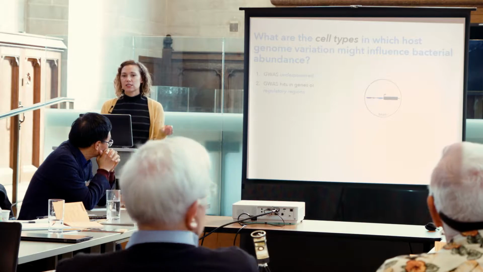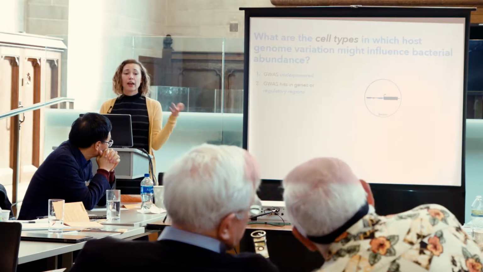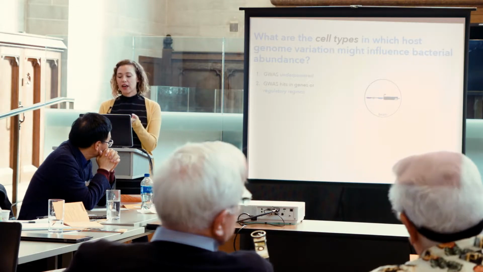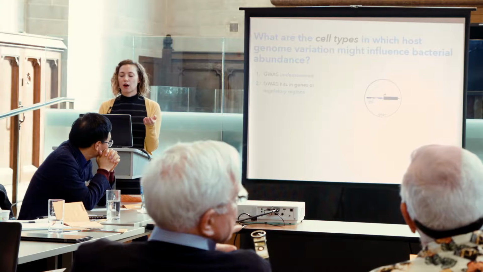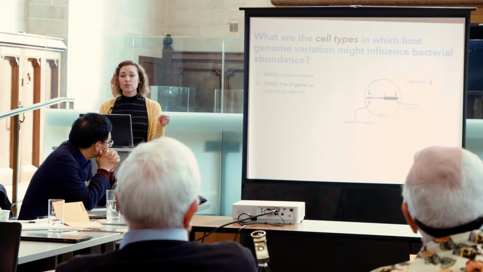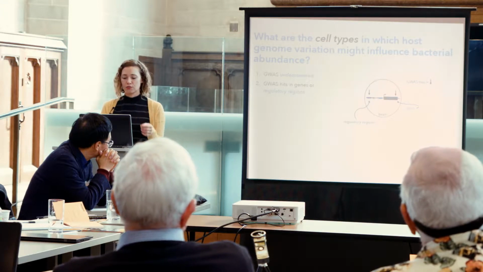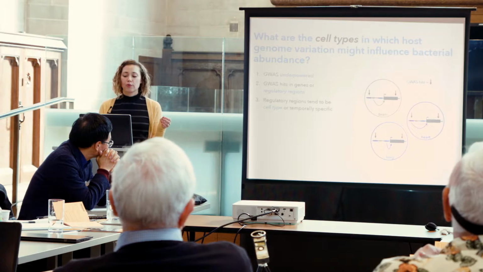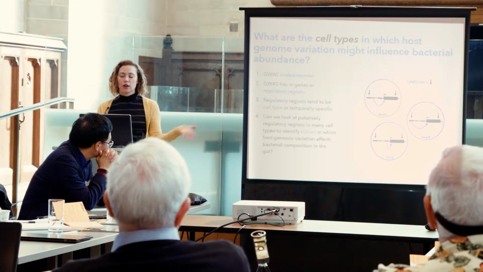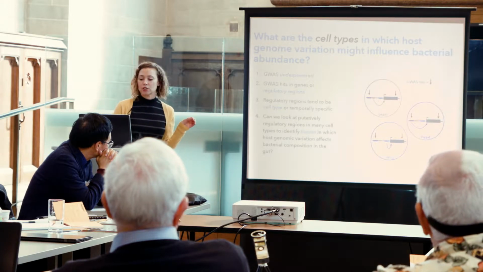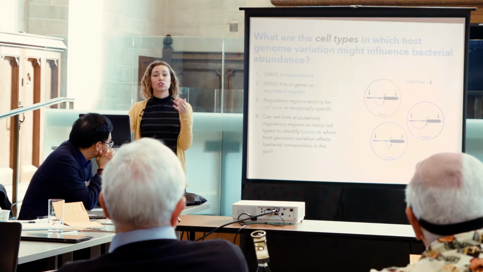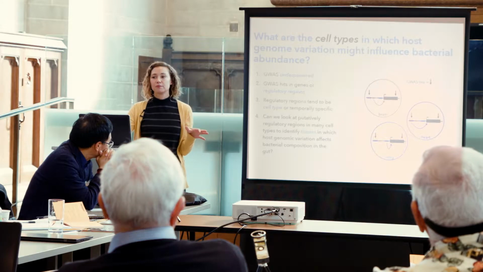We also know that GWAS hits tend to lie in genes, or more often regulatory regions of genes. So here I'm showing you a schematic of a cell. We have a piece of DNA with a gene on it, and we have these upstream regulatory regions for that gene. We know that GWAS variants tend to lie in these regulatory regions or in the gene itself. We also know that regulatory regions tend to be cell type specific or temporally specific at some point in development. So can we put this all together? Can we look at putatively regulatory regions in a cell type specific manner to identify what tissues these variants might be acting in to determine microbiome composition in the gut?